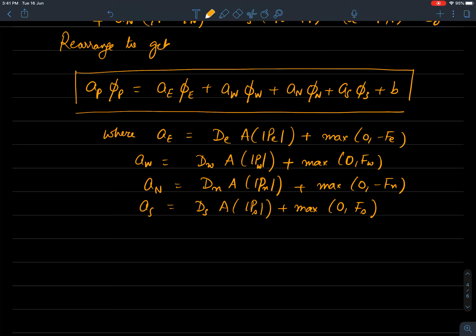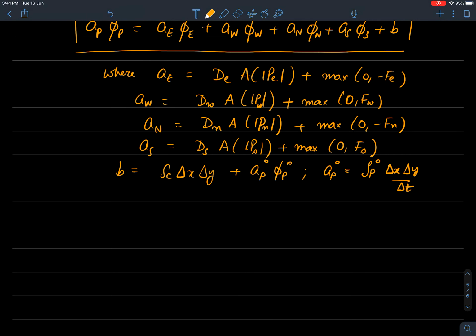The constant b will be Sc into delta x delta y plus Ap naught phi p naught, where Ap naught is sort of like the inertia term, which is going to be rho p naught delta x delta y by delta t, and finally Ap will be the sum of the neighboring coefficients minus the source term contribution.